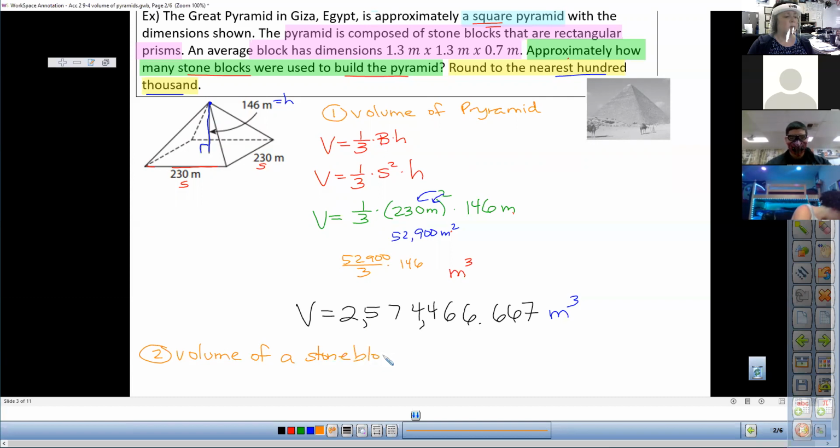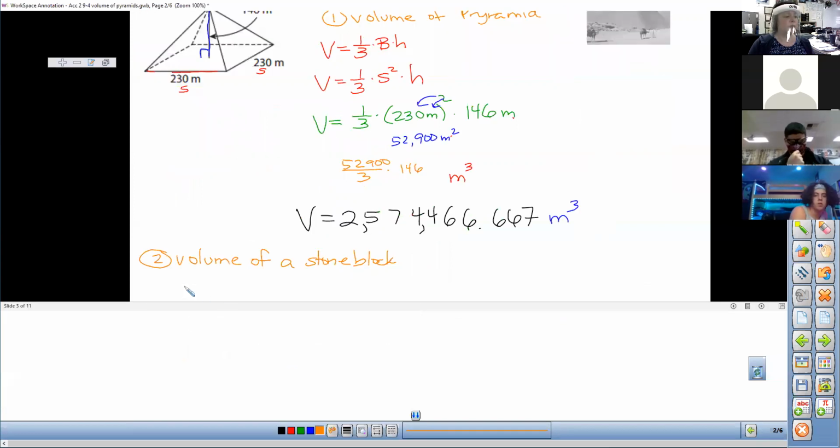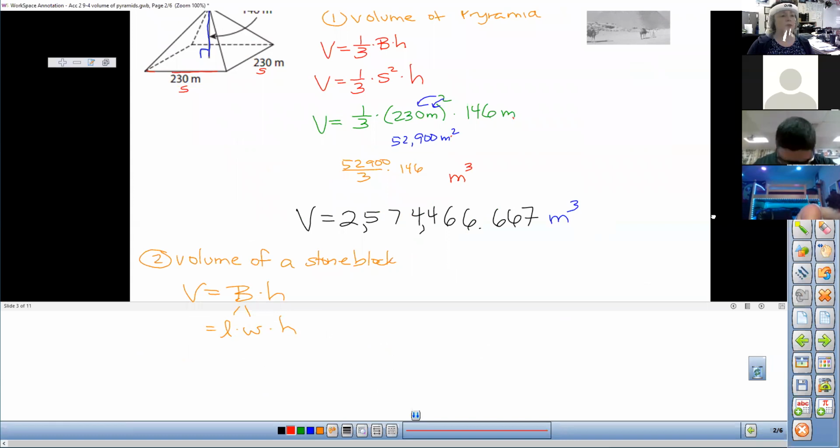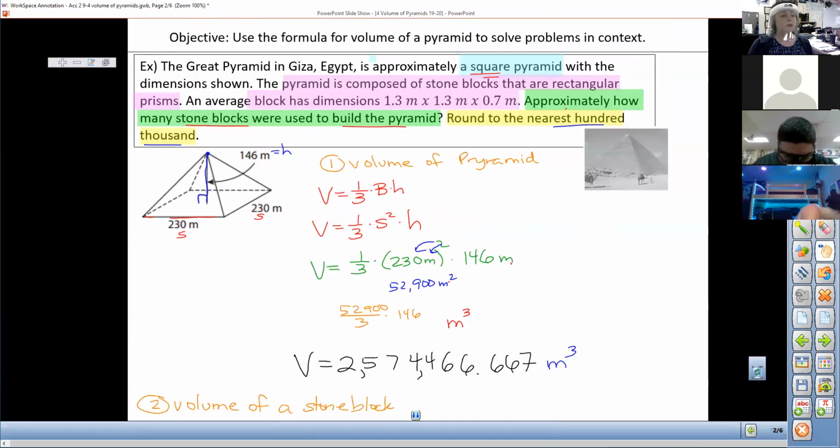So remember, your stone block is a rectangular prism, like a box. And when we find the volume of any prism, it's the area of the base times height. Because it's a rectangular prism, that means the area of the base is a rectangle, which is length times width. So we have length times width times height for this volume. So remember those dimensions that the problem gave us for the blocks? That would be our length, our width, and our height. It doesn't matter which one you call which, all right?